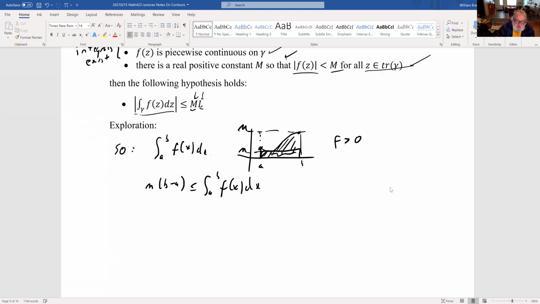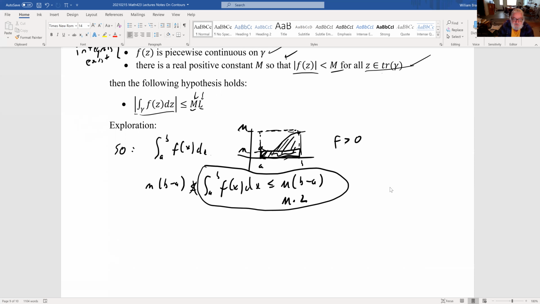And the rectangle defined by capital M and base b minus a contains the integral, right? And so we're not going to get this inequality, but we can construct this, and keep in mind that this is the maximum times the length, right? The length of this integral is b minus a. And essentially that's it, right?